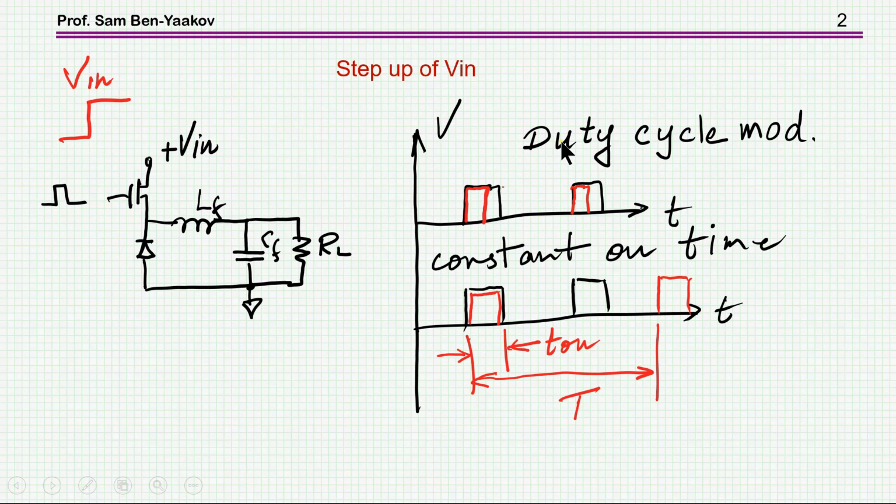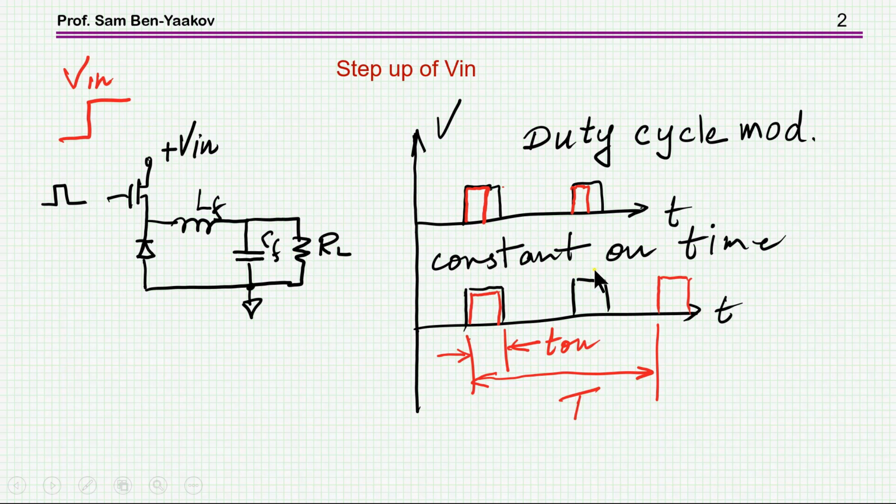In the conventional or classical duty cycle modulation scheme, we're going to see the following. After the change, we're going to see a shorter on time, and so therefore the duty cycle becomes smaller because V in is larger, and I'm assuming, of course, a closed loop operation, that is V out is kept constant. To keep it constant with the higher V in, you need to reduce the duty cycle.